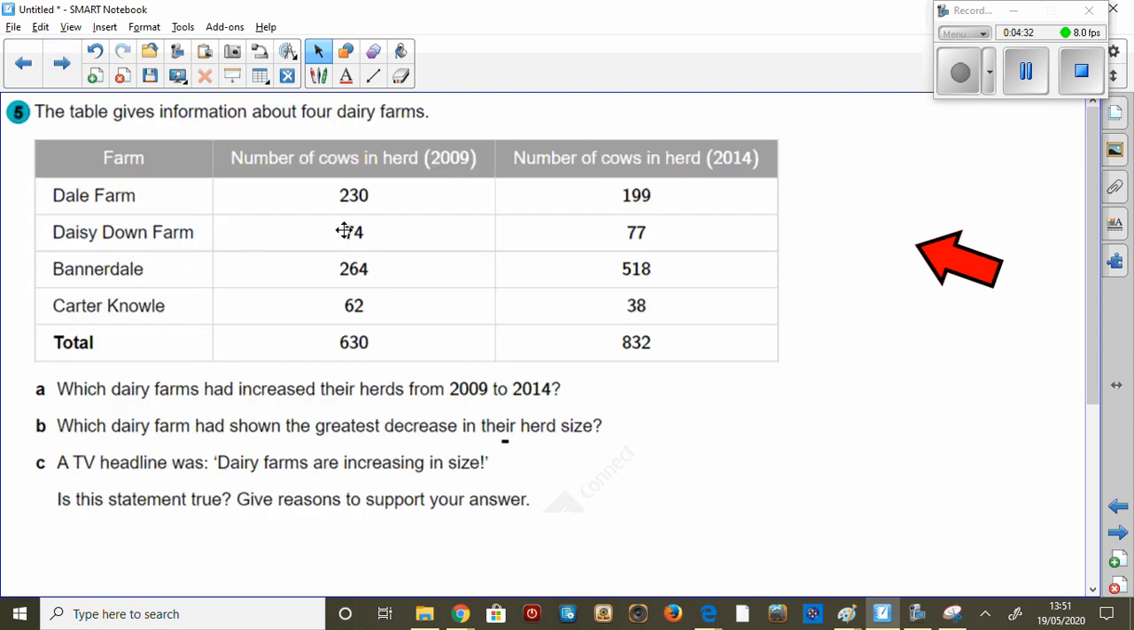Last question, you're going to have to work things out. It asks, dairy farms are increasing in size. Is this statement true? Well, you've got to look at the various bits of data, which shows the greatest decrease. The word decrease means get smaller. So you have to work out by how much it's getting smaller. So if it goes from 62 to 38, how much has it gone down by? I'll leave you to figure all this out.